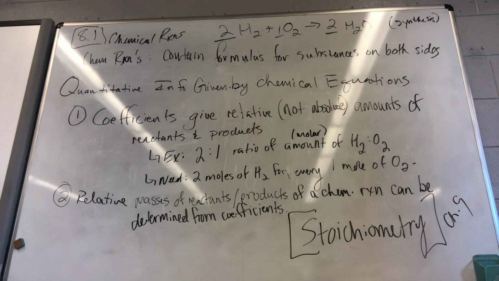So if I, for instance, am given a mass of hydrogen gas that I started this reaction with, I can use those molar amounts and molar masses from the periodic table to determine what mass of water should be produced from that mass of hydrogen I started with. The big word for that is stoichiometry. The process for that is called stoichiometry. We're going there. We're not there yet.